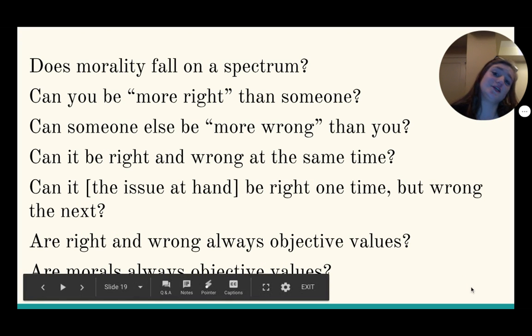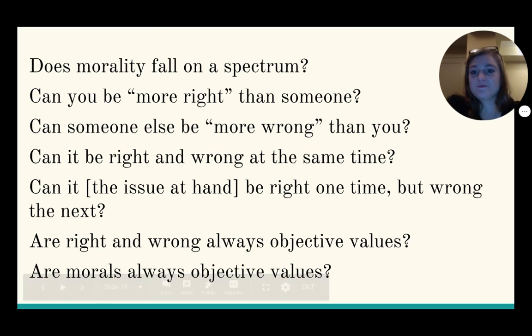So here's some questions I'd like you to think about. Does morality fall on a spectrum? Can you be more right than somebody, and can someone else be more wrong than you? Can you have something that is both right and wrong at the same time? And can it be right at one time and then wrong the next? How many times have you been in a situation where you're like, this is right in this circumstance because of this situation, but this is wrong otherwise in any other situation?